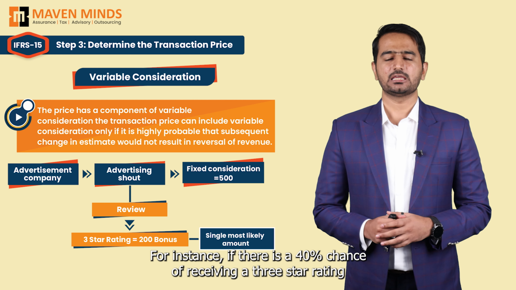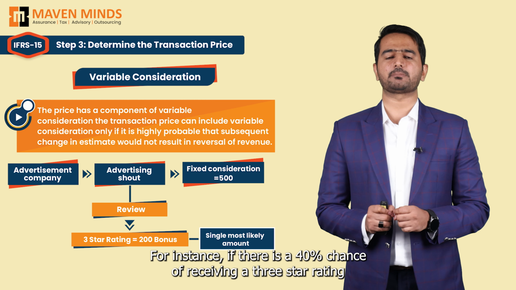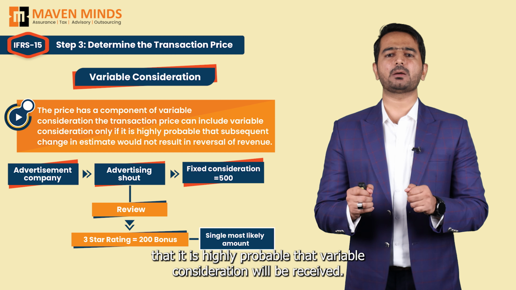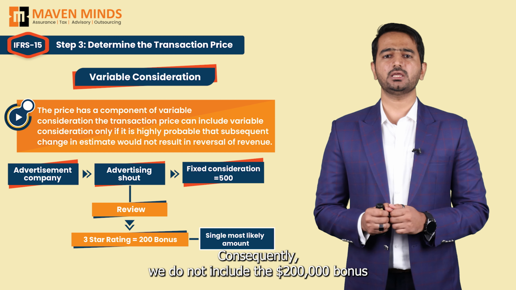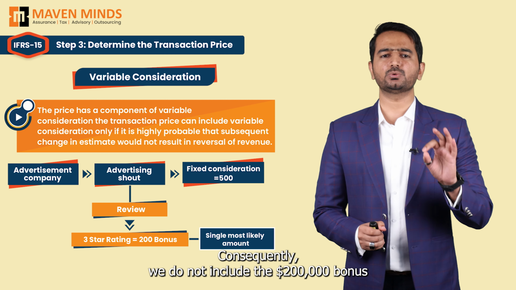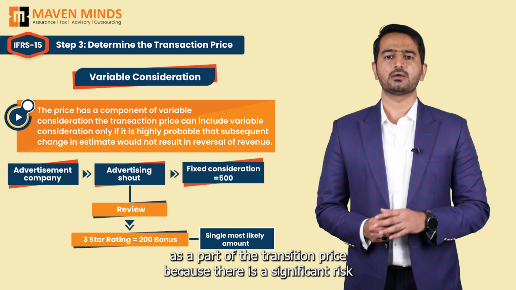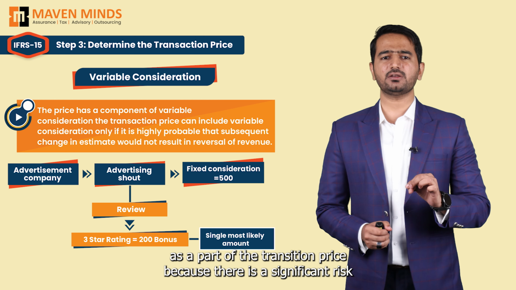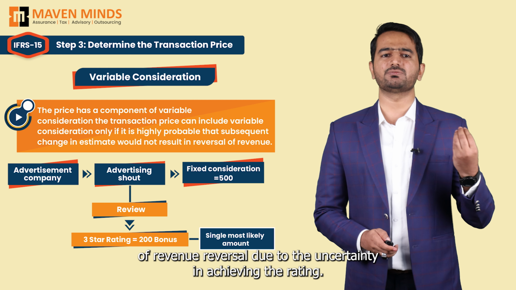For instance, if there is a 40% chance of receiving a 3-star rating and a 60% chance of not receiving it, we cannot assert that it is highly probable that variable consideration will be received. Consequently, we do not include the $200,000 bonus as a part of the transaction price because there is a significant risk of revenue reversal due to the uncertainty in achieving the rating.